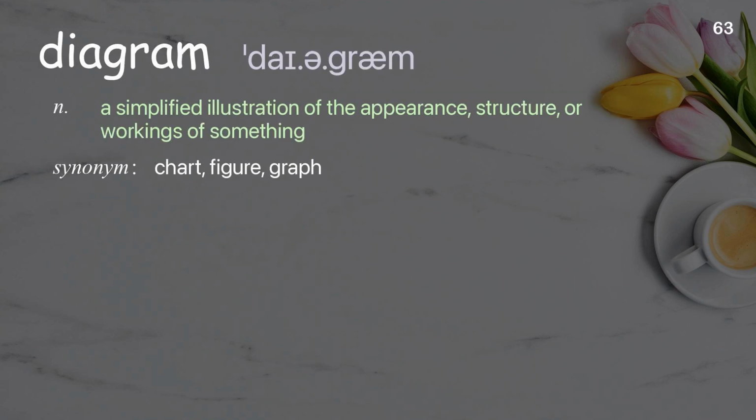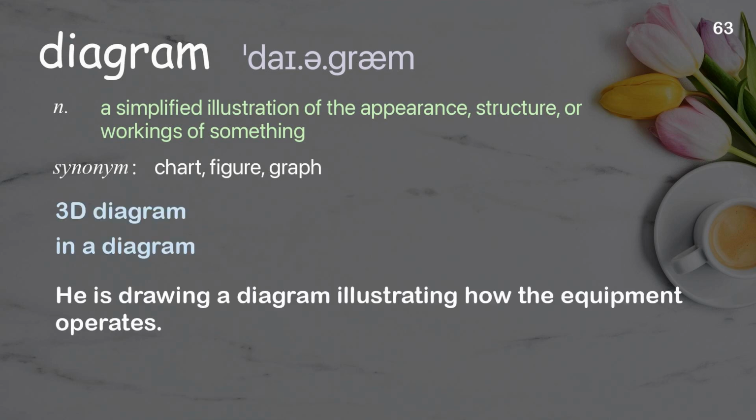Diagram. A simplified illustration of the appearance, structure, or workings of something. Examples: 3D diagram. In a diagram. He is drawing a diagram illustrating how the equipment operates.